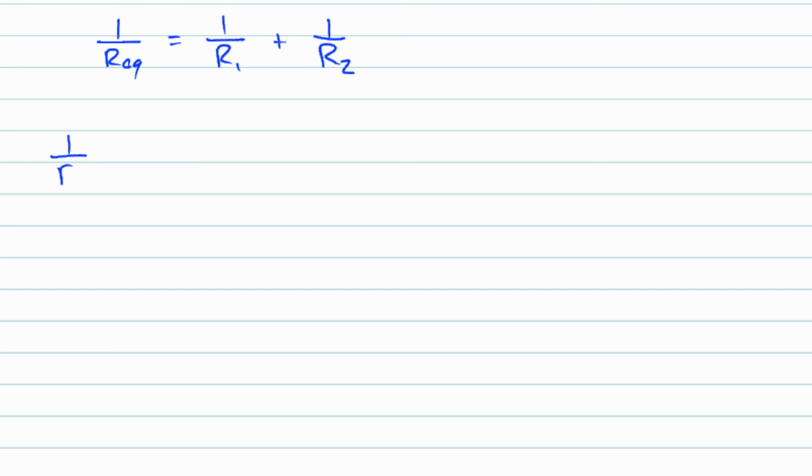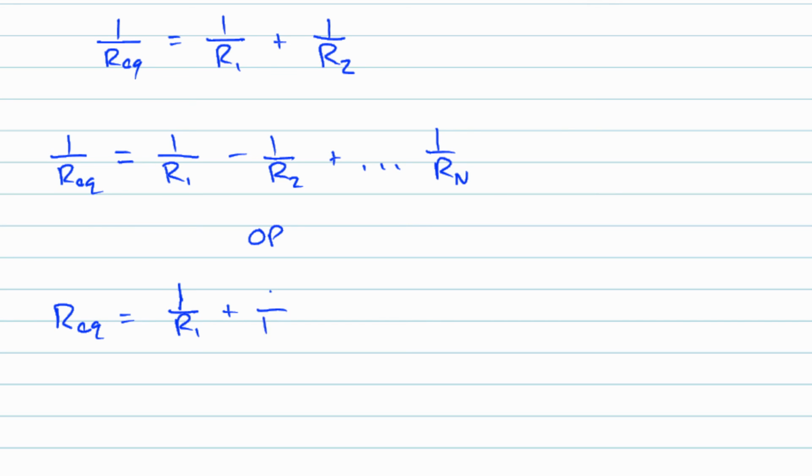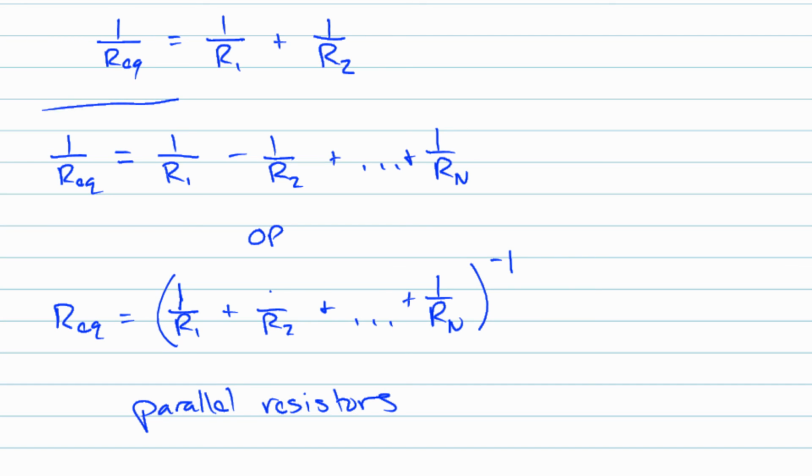So this could be written a few different ways. You can keep them all in fractional form, or you can write it using exponents. Either one is appropriate, but again, this is for resistors in parallel.